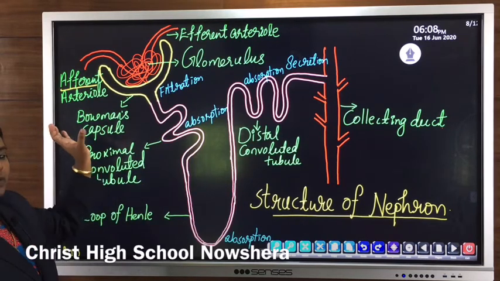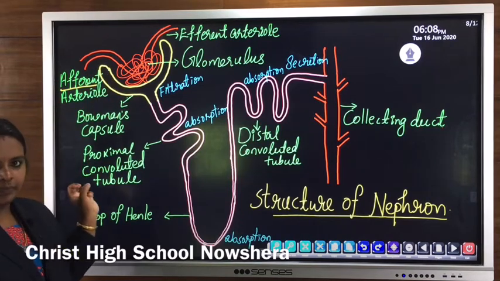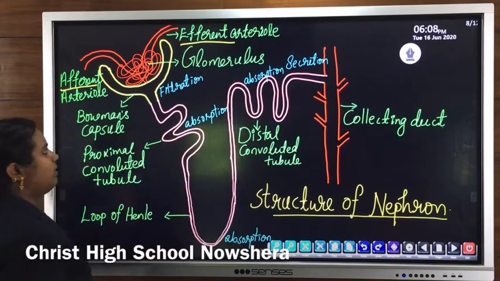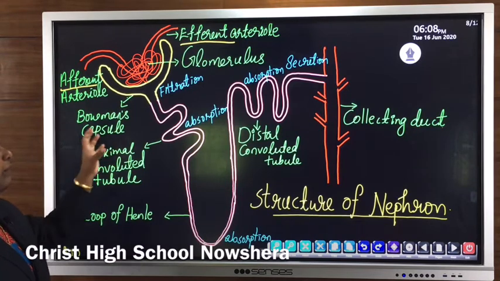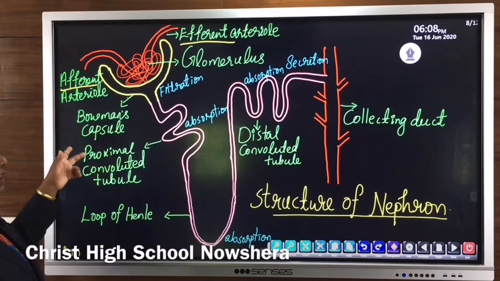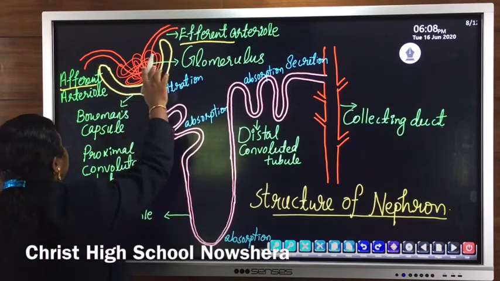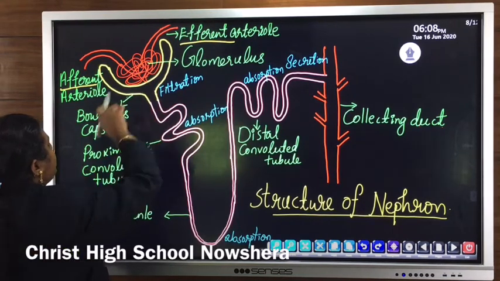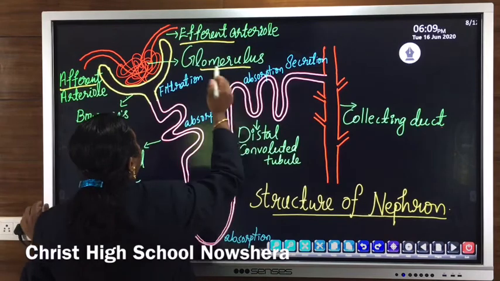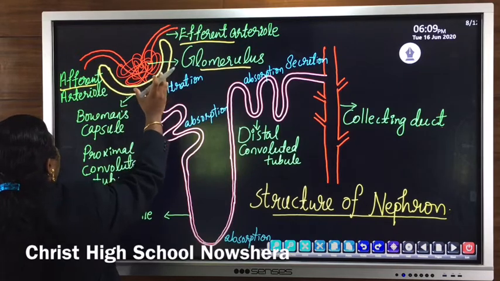The afferent arteriole carries blood to the Bowman's capsule, or to the nephron. The efferent arteriole is the blood vessel which carries blood away from the nephron, or from the Bowman's capsule. Then glomerulus means the richly supplied group of blood capillaries, and this glomerulus is present inside the Bowman's capsule.